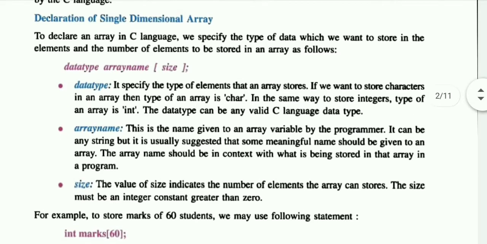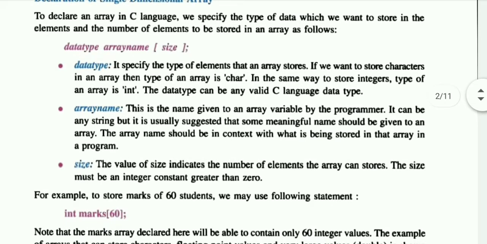Then after, the name. What do we want to store here? Marks. So here the array name I am deciding is marks. And how many students' marks do I want to store? 60. So what will be the size of my array? That is 60. So this 60 I will write in the square brackets and then a semicolon. So this is the way to declare your array variable. This process is known as the declaration of your one dimensional array.